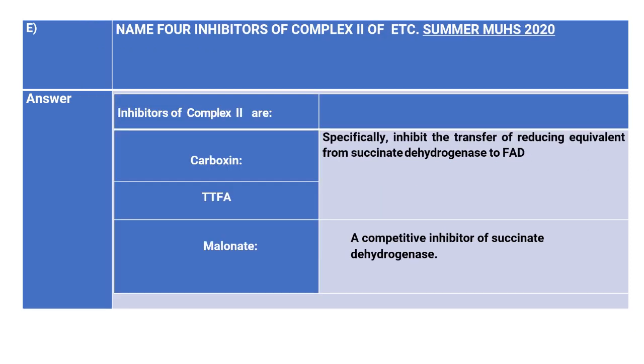Then the next question was, name four inhibitors of complex 2 of the electron transport chain. The inhibitors of complex 2 are carboxin and TTFA, which specifically inhibit transfer of reducing equivalents from succinate dehydrogenase to FAD, and malonate, which is a competitive inhibitor of succinate dehydrogenase. Always remember these are the inhibitors of complex 2 of the electron transport chain: carboxin, TTFA and malonate.